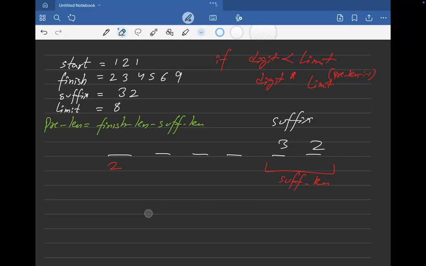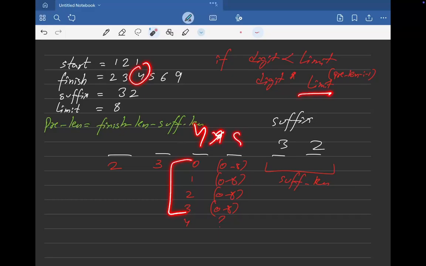I placed 3 here. Now on this digit I have different choices: 0, 1, 2, 3 and 4. If I place 0, I have again this many choices, again this many choices, and again this many choices, and I will decide for 4 after that. Since my digit is 4, I have 4 different choices. Multiply, limit is 8, prefix length is 4, 4 minus 2 minus 1, which is 1 only. So I have 4 multiplied by 8 choices here. This is purely a math question.